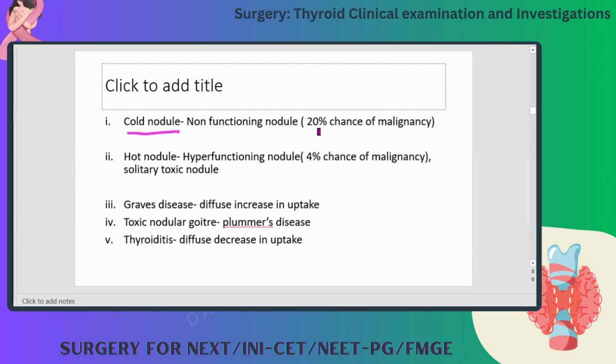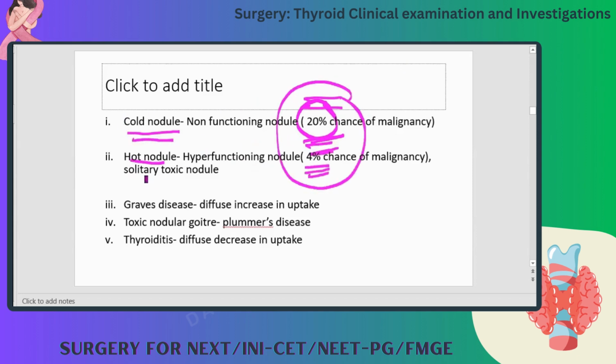So cold nodule, the chance of malignancy is high, 20% chance of malignancy if there is a cold nodule on a thyroid scan. And hot nodule, that is a hyperfunctioning nodule, only 4% chance of malignancy. 20 and 4. Cold is 20, hot is 4. What does a non-functioning nodule mean? And hyperfunctioning, I didn't understand this part. Yeah, I'll tell you.